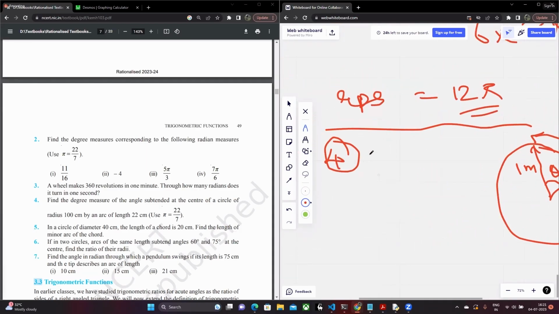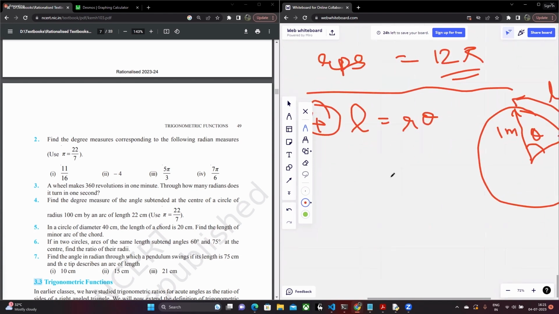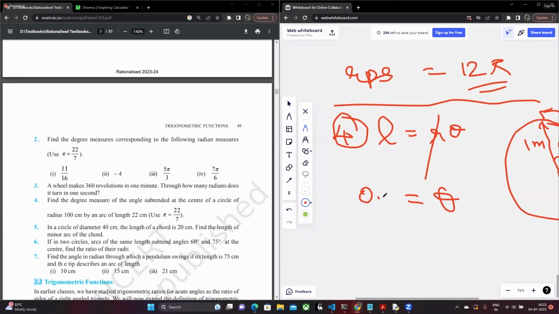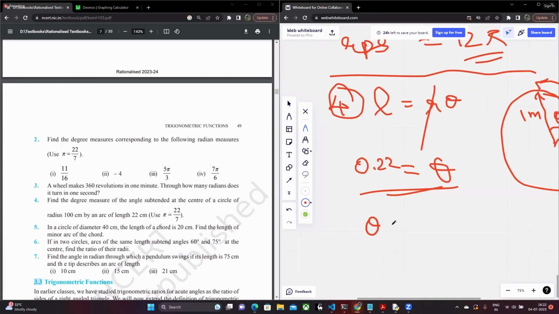Remember that you have the formula L equals R theta. Since R is 1, I'll basically cut it over here, because 1 into anything is that anything. So on the right side, I'll have basically theta. On the left side, I have 0.22. So therefore, your theta is 0.22 radians.